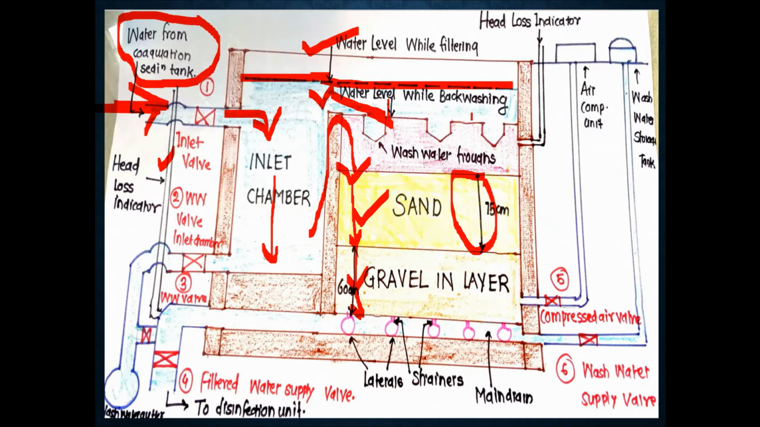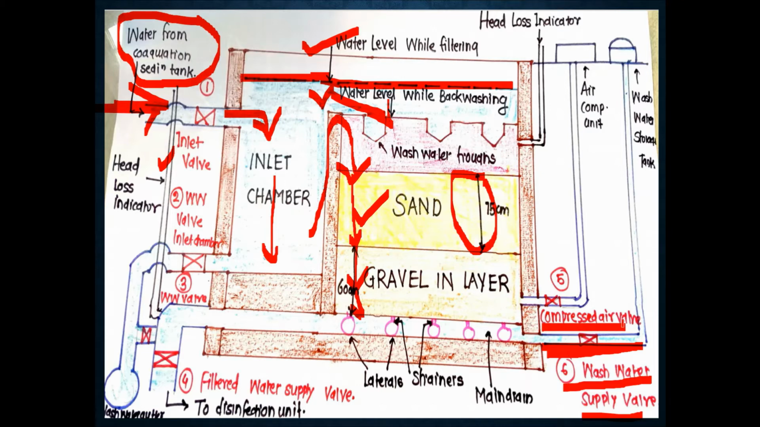Otherwise, in case of the slow sand filter, we have seen that backwashing is done by removing the top layer of 15 centimeter or 10 centimeter with the help of manual labors. But in this case, manual labors are not required. Why? Because here you are able to observe that the pipe and wall number 6 are known as the wash water supply wall, and here point number 5 or wall number 5, that is the compressed air wall.